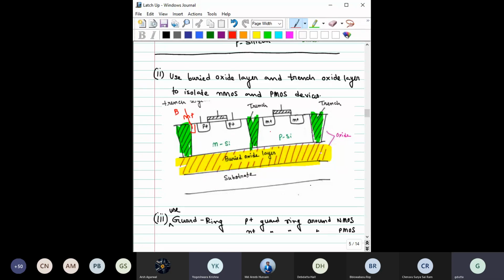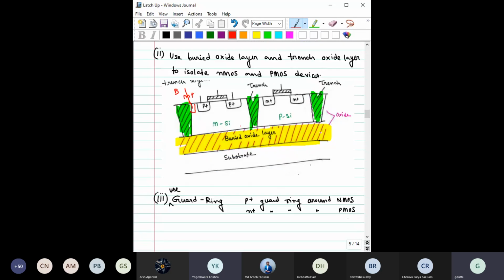We can make here an N plus region and make it a body contact. Even then you see that the parasitic bipolar junction transistor is not coming into the picture. You have only this N plus and N region. For a parasitic bipolar junction transistor to come into the picture, you need NPN, 3 layers. So this is one technique.